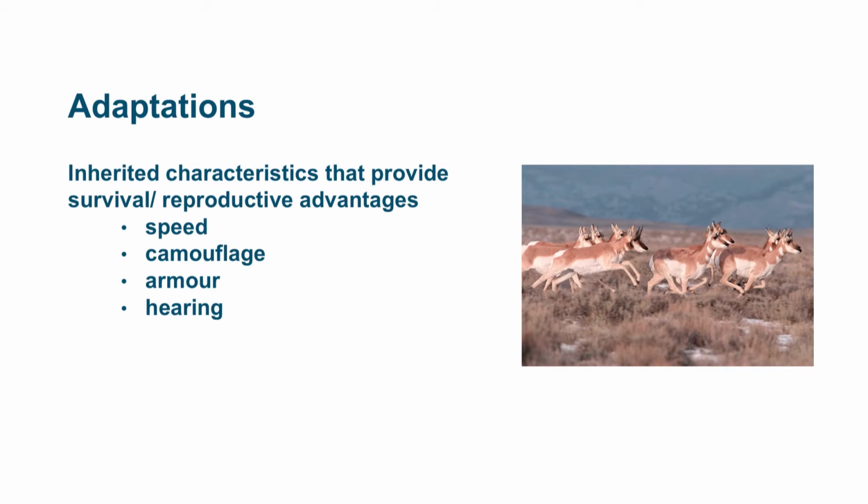In this unit, we're talking about adaptive radiation. So it's important to first understand what an adaptation is. This is an inherited characteristic, which means it's passed down from one generation to another, that provides a survival or reproductive advantage to the individual. Examples of adaptations include speed, camouflage, armor, and hearing.